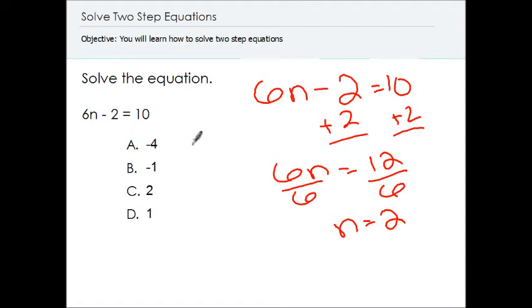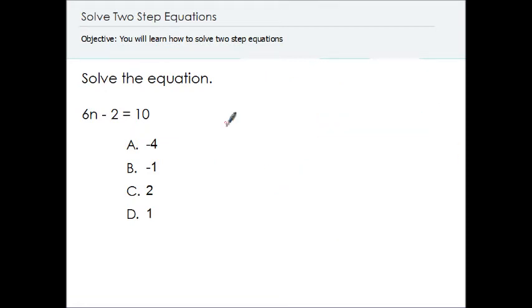Now, one way you could do this is, say you were working on this on a SOL test or a test and they gave you multiple choice like this. If you couldn't remember how to solve these, you could always just plug in, just like we do on our check step, to see which one worked. So we'll start with A.